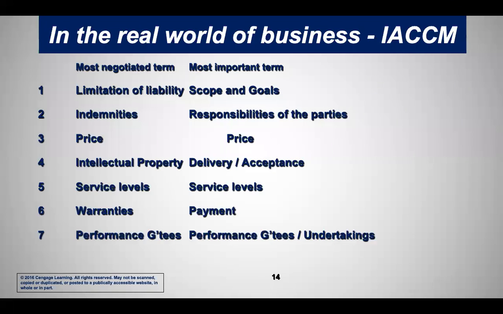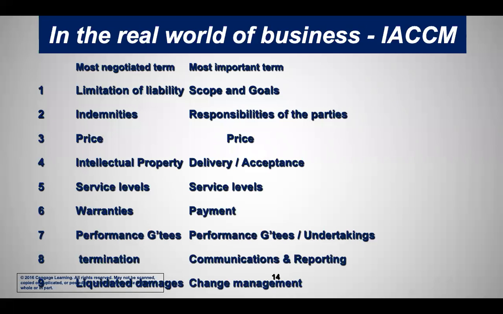And here's the list. There's the top 10, I think. Top 9 is all there's room for. And you see the ones like scope and goals, the most important term, it isn't even on the top 9 negotiated terms. So we don't spend enough time working on the scope and goals. So if we spent more time on the list on the right, working out the responsibilities of the parties, what the actual delivery and acceptance is going to be, what all service levels is on both, that improves the probability of success.